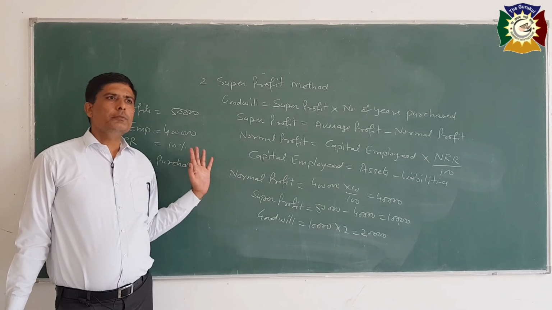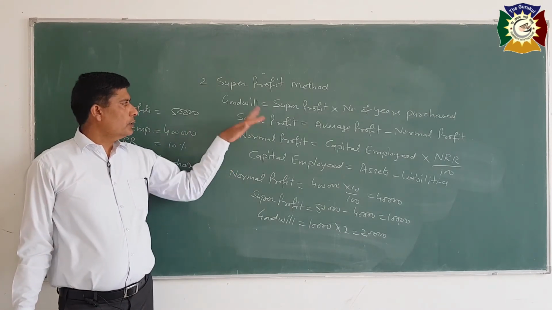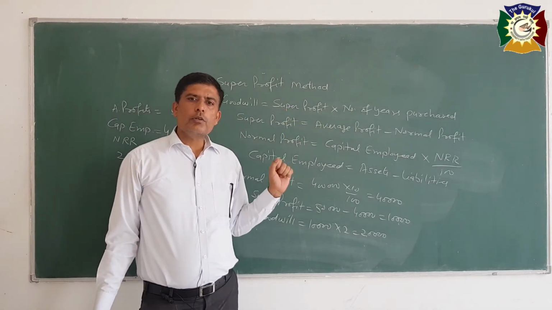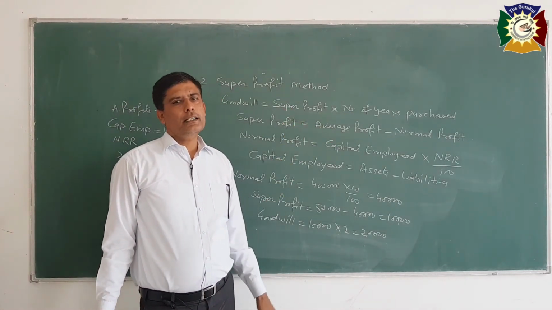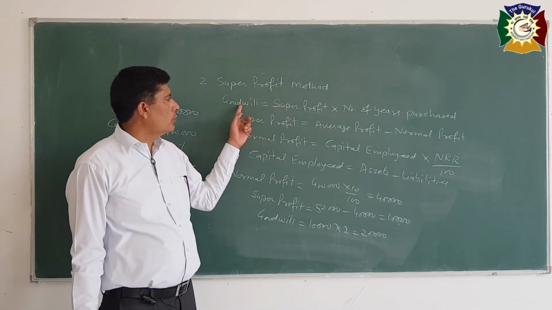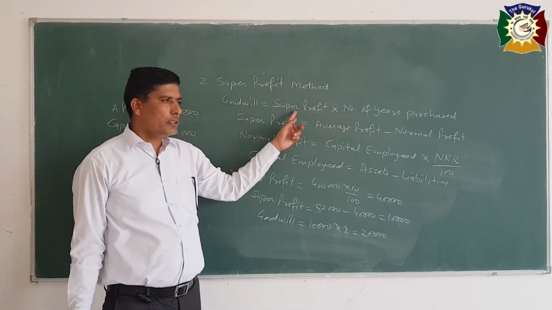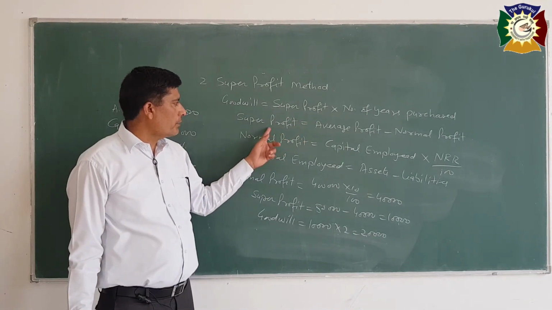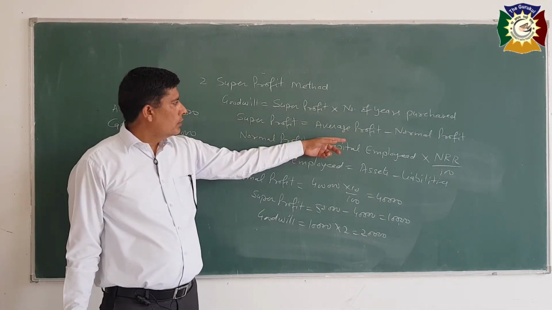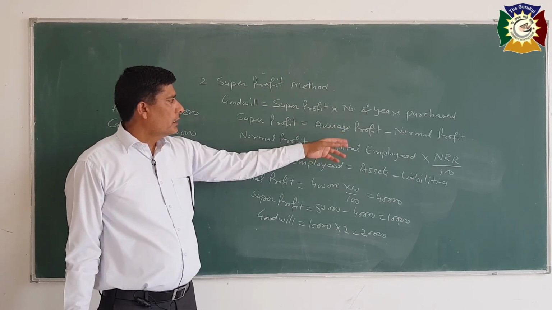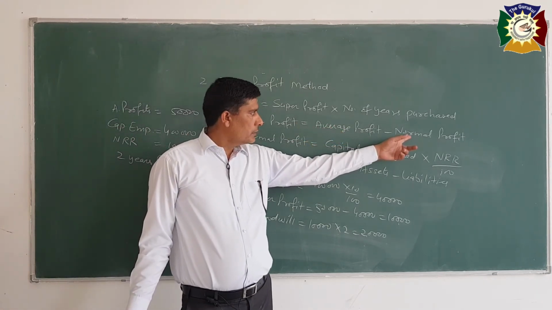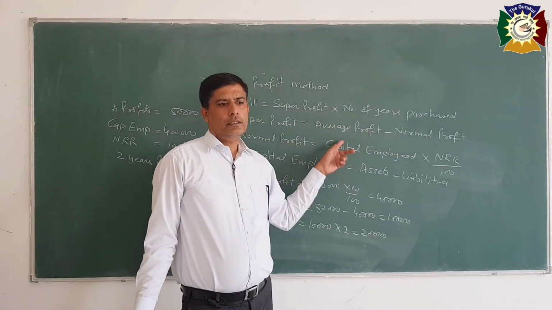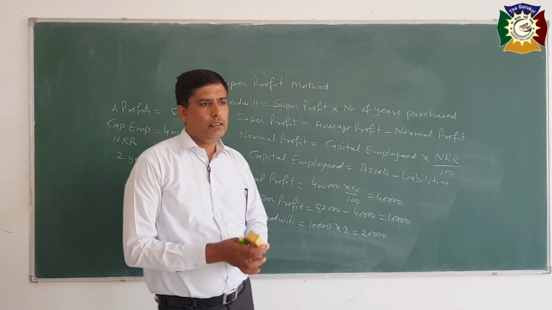In some questions you may be given the goodwill. Goodwill you will be given already. Number of years purchased will be given. You have to calculate the average profits. Then first apply this formula here, put the value of goodwill and number of years purchased, so you can calculate super profit. Again come to this formula, you know the super profit, average profit you have to find out, then calculate normal profit. Apply in this formula, in this way you can calculate average profits. So this is the second method.